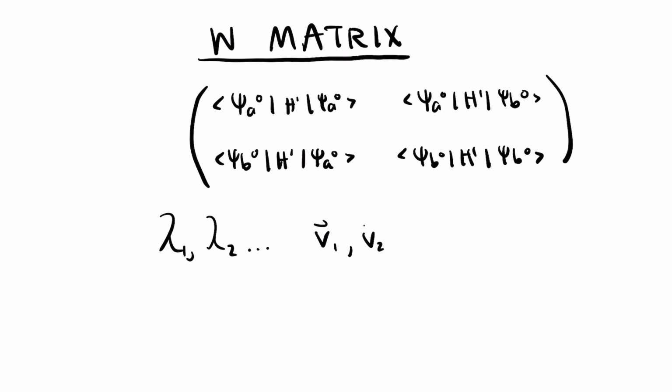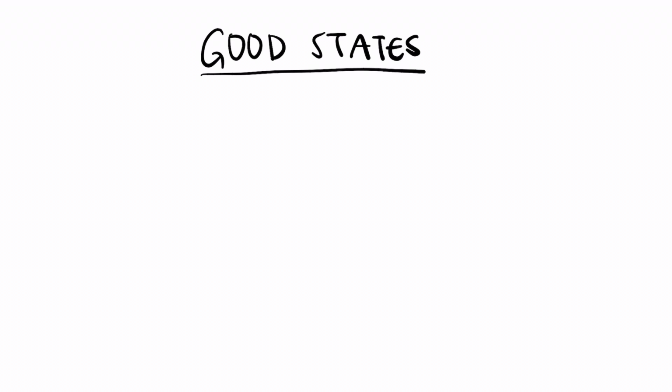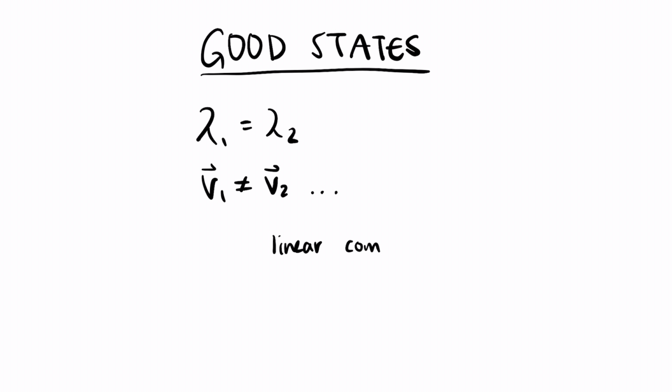The second method is the good states theorem. Here, if two states have the same eigenvalue under the Hamiltonian, the states are degenerate, but if they have distinct eigenvectors, they are good states. Here, we can use the energy calculations for non-degenerate states to determine the energy corrections.